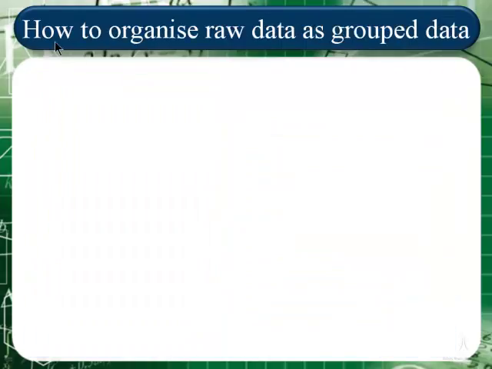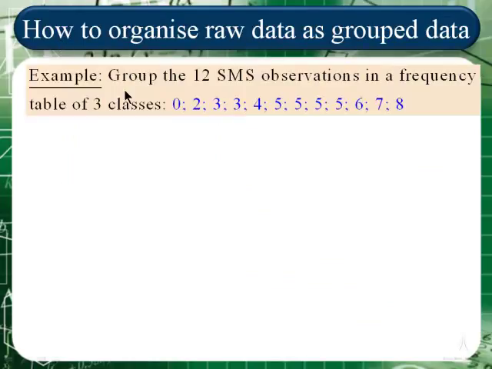We now look at a method of how to organize raw data as grouped data. Going back to the example of the 12 learners, where we asked the question how many SMS messages they received, we want to group this, or organize this as grouped data, into 3 classes. Just something about a decision that we often need to make about how many classes we need to have.